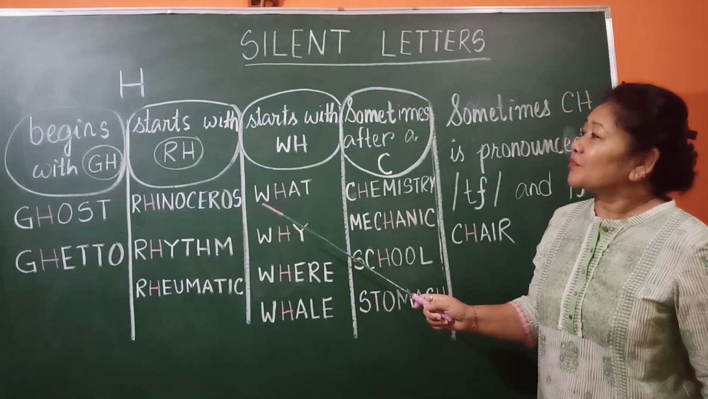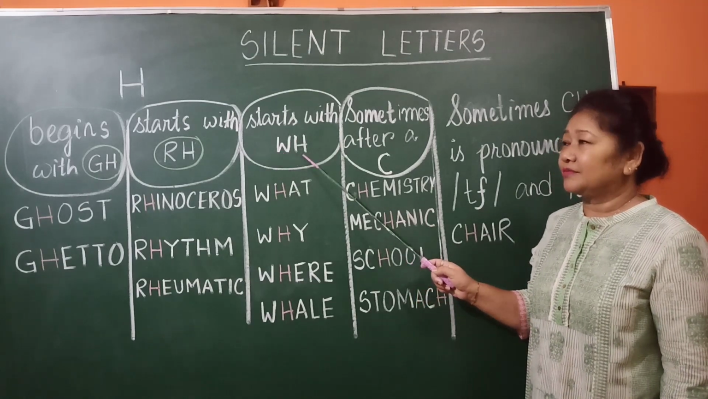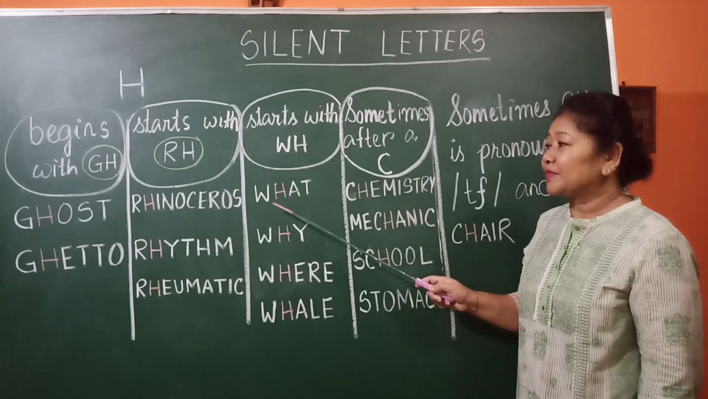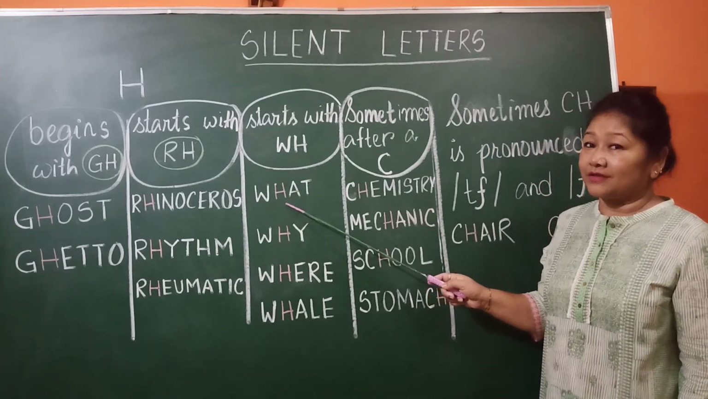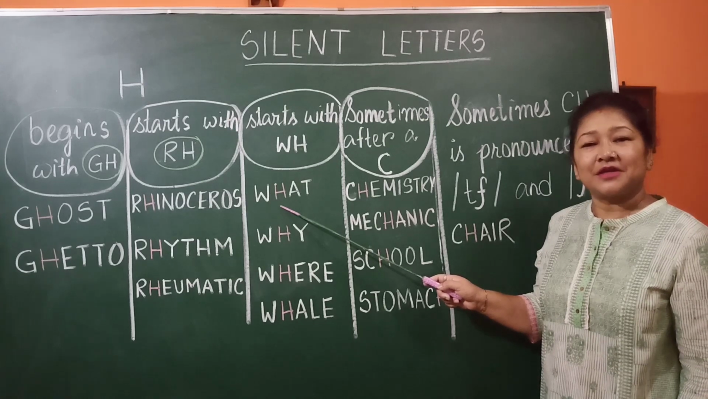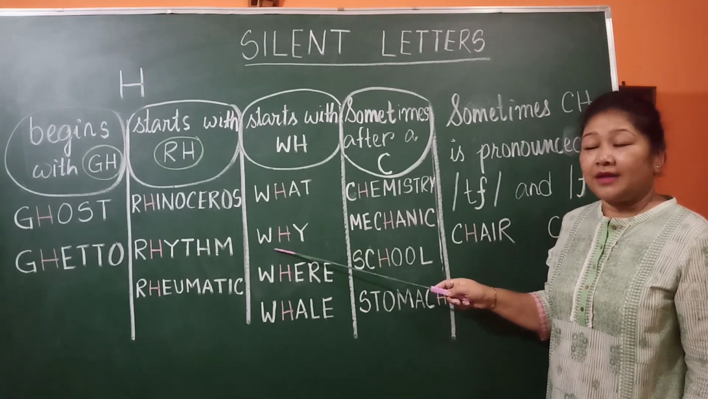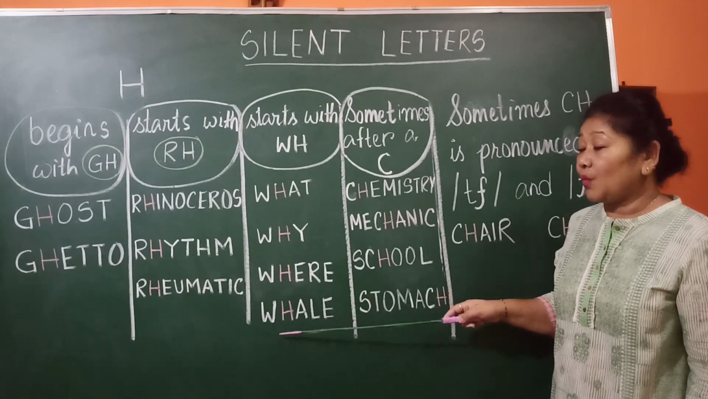The next one: when a word starts with WH, the H is silent. For example, what. Generally we say what, but it is not pronounced with a sounded H. What, why, where, way.